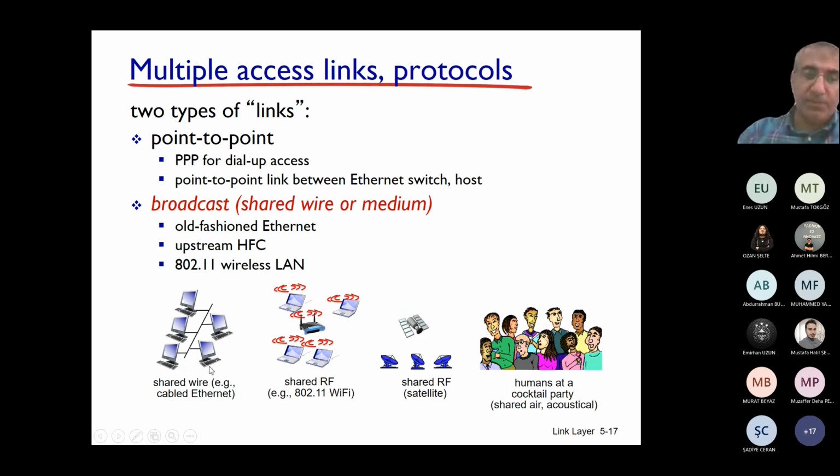Some examples: we have a shared wire between the hosts, as you see from here, and we have a shared wireless link in the case of Wi-Fi. We have a shared RF in the case of satellite, like GPS. And then, of course, this has an analogy in human conversation, like humans at a party. They talk to each other using the shared air, and in this case we use the acoustic or speech signal.